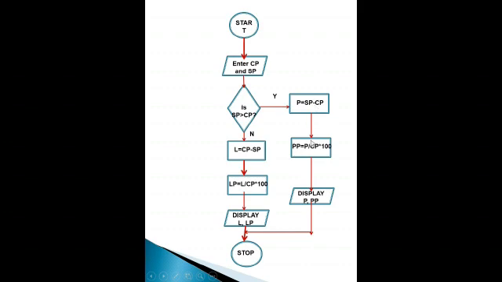Then we will put the formula for profit percentage: profit divided by CP multiplied by 100. And loss percentage is equal to loss divided by CP multiplied by 100. Now if SP is greater, then it will display profit and profit percent, then stop. But if CP is greater than SP, then loss and loss percent will be calculated, then display loss and loss percent. Then in the flowchart, the last step is stop.